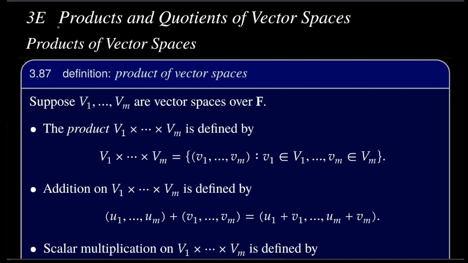Today we're talking about products. Oops, got my tablet wrong. Products and quotients of vector spaces. These are two ways that we can take some vector spaces, put them together, make some new stuff, or take a big vector space, pull it apart, make some smaller new stuff. Basically, it's ways of breaking apart and putting together vector spaces.